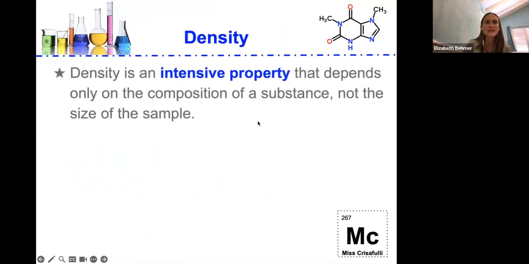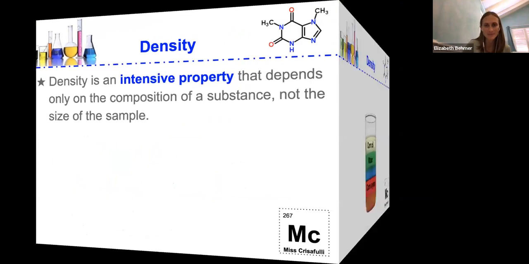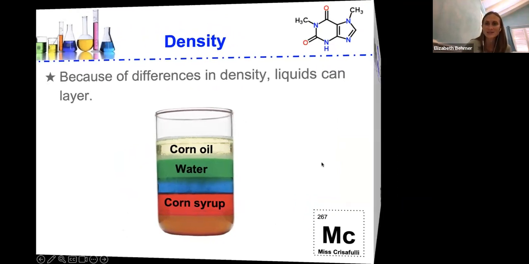A little more on density. It's an intensive property that depends only on the composition of a substance, not the actual size of the sample. Because of differences in density, liquids can actually layer. So if we were to do this as a little experiment, taking corn oil, water, and corn syrup, the denser liquid would sink to the bottom. That's the corn syrup, and the water and the corn oil would float to the top as the less dense liquids.